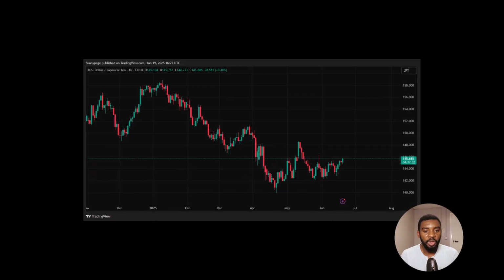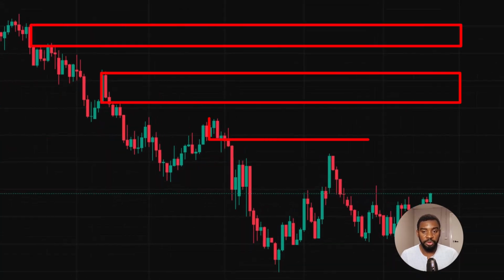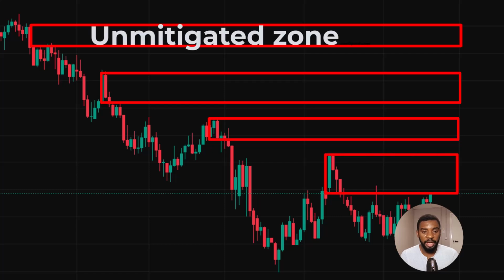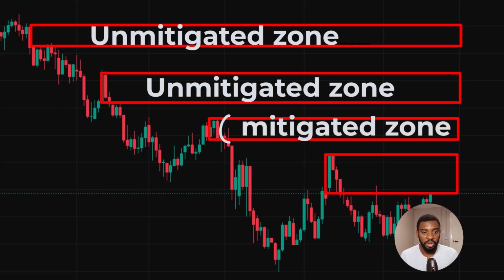Use higher time frames. The most reliable order blocks appear on H4 and daily charts, where institutional orders are visible. Avoid short-term noise. Focus on large swings. Unmitigated zone. Ensure price hasn't already filled the block. A true order block remains unmitigated, meaning price has not yet returned to that zone after the initial break.